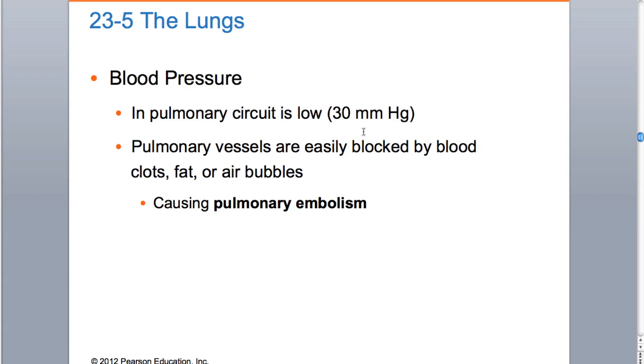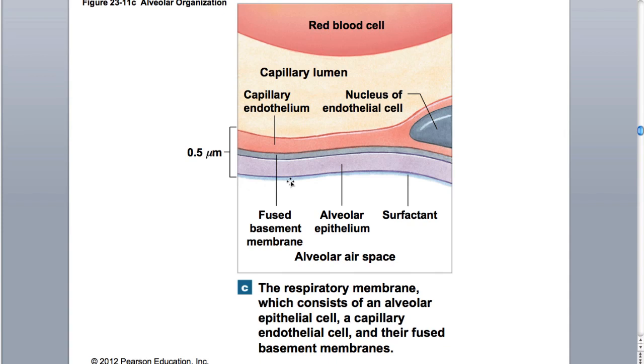If you had high blood pressure going through the lungs, what would happen? You would be tearing the endothelium lining. Remember, endothelium is the lining of your blood vessel. And that endothelium must be thin, just like the alveoli membrane must be thin. Again, let's go back to this picture. What do you see here?